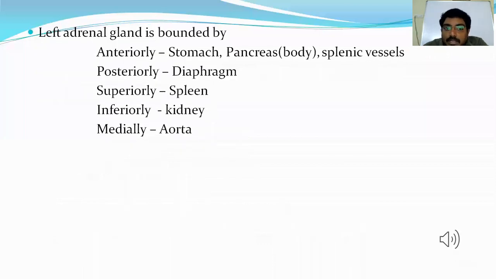Now coming to the left. Anteriorly, in front of the left one, there is the stomach, the body of the pancreas, and the splenic vessels, and posteriorly the diaphragm, and superiorly the spleen. Inferiorly the kidney, and medially the aorta.